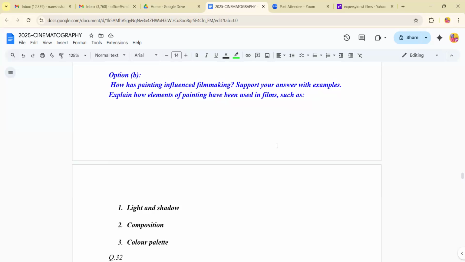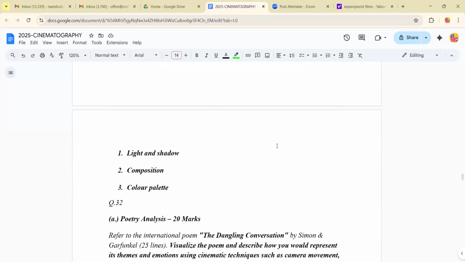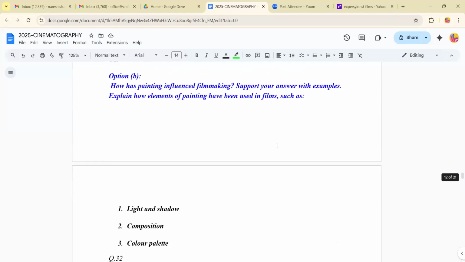Explain how elements of painting have been used in the film, such as light and shadow, composition, color palette. So you need to quote a specific example from a particular painting and how that painting was used in a particular film. Let's say Barry Lyndon by Stanley Kubrick used a certain kind of painting. So you can quote those examples and other examples also. There are various films where they have tried to replicate a similar kind of effect.